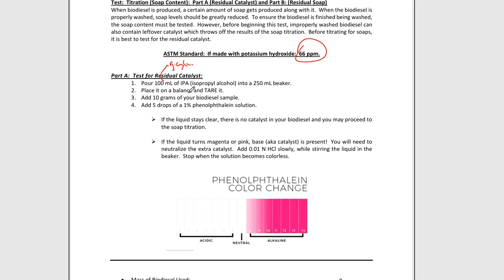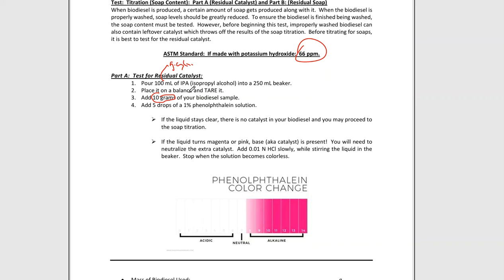Number three, add 10 grams of your biodiesel. So while you are there in front of the balance and you're reading the digital readout, you are going to add squirts of biodiesel into that beaker until you get close to 10 grams. Write down the actual amount that you are using, because that's going to be very important, but you need something close to 10 in order for this to work out the proper way. So 10 grams plus or minus.